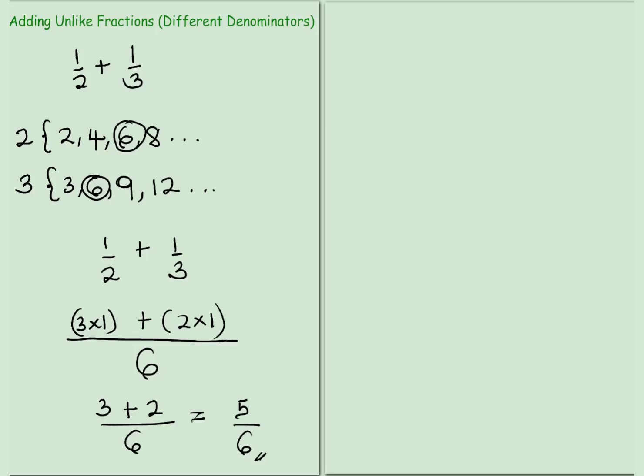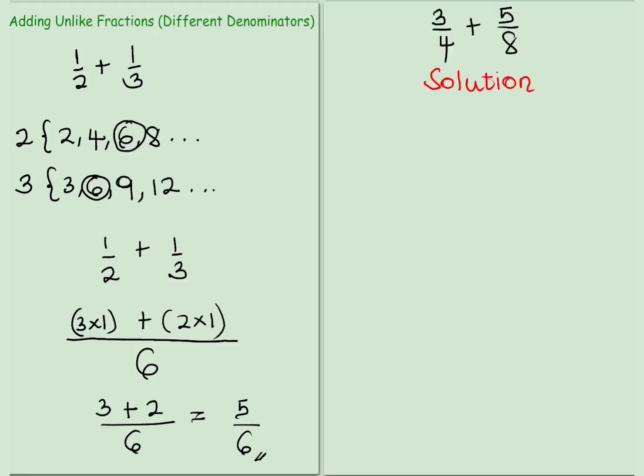Let's take a few more examples, and I'm sure it'll be good to go. For this second question, it says 3 over 4 plus 5 over 8. How do we go about it? So we have 3 over 4 plus 5 over 8. And as I said, we look for a number that both 4 and 8 can divide.